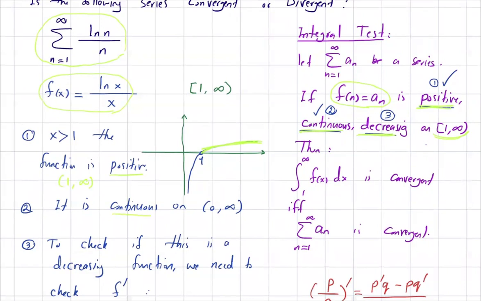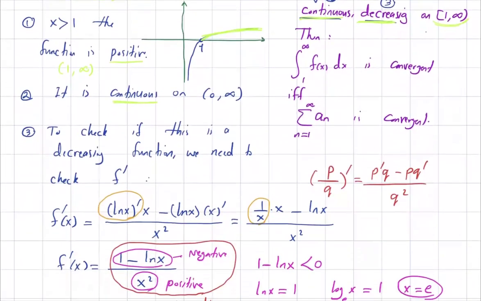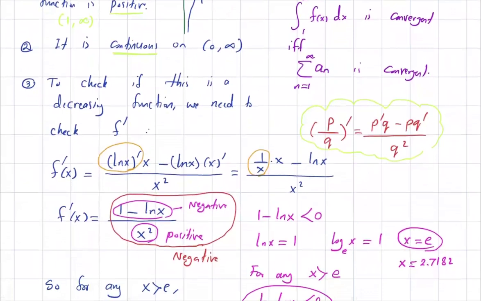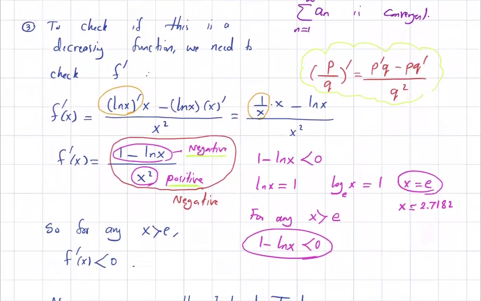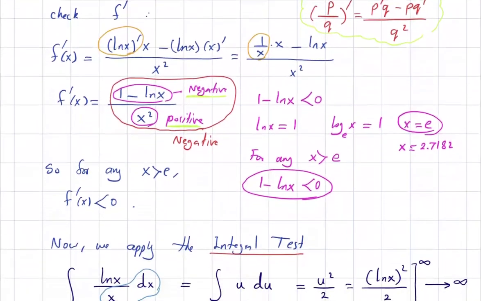The function is continuous on 0 to infinity. It is decreasing. Why is that? Because when we take the derivative of this function, applying the quotient rule, the derivative becomes 1 minus ln of x divided by x squared. X squared is positive, and 1 minus ln of x is negative on e to positive infinity, so the derivative is a negative function. It means that you have a decreasing function. So all three conditions are met and you can apply the integral test.